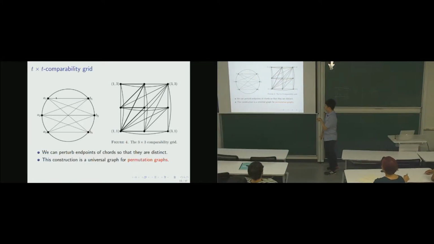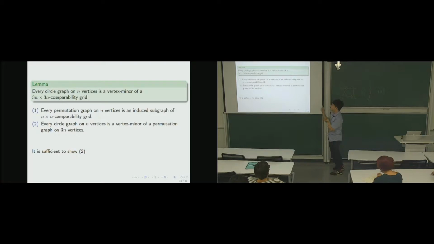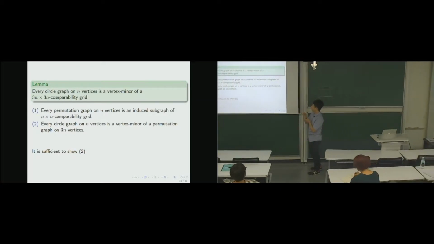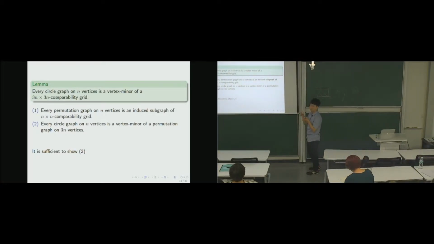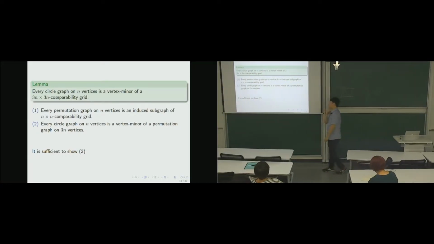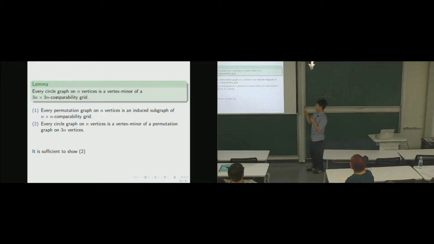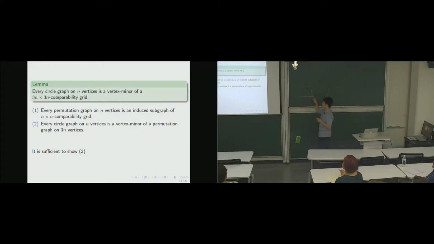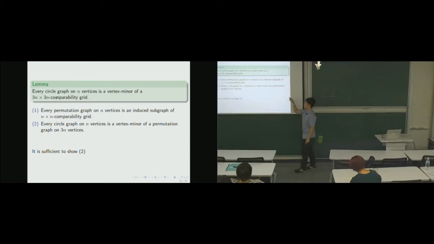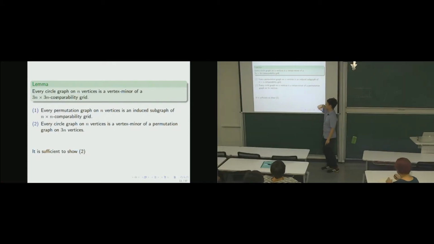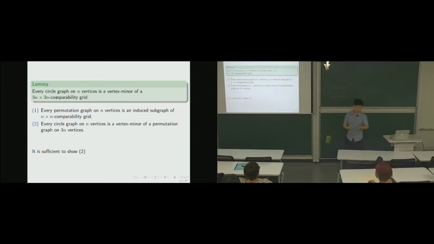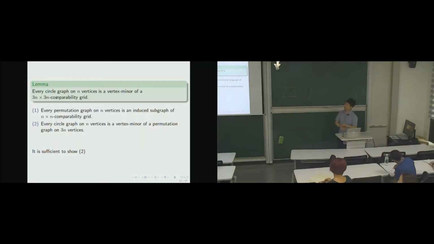So what you actually prove is that every circle graph on n vertices is a vertex-minor of a 3n times 3n comparability grid. It consists of two parts. One part we already observed: every permutation graph on n vertices can be obtained as an induced subgraph of the n by n comparability grid. And the other part is that every circle graph on n vertices is a vertex-minor of a permutation graph on 3n vertices. So we have to prove the second thing.